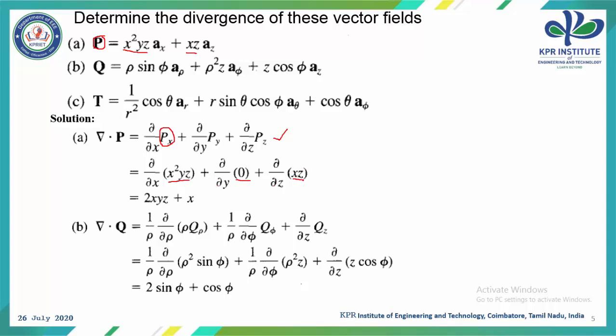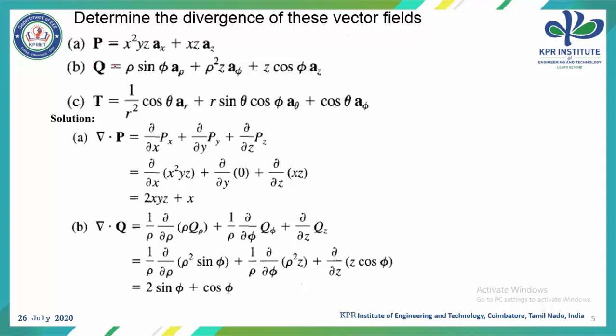Coming to z, so x is taken out, remaining is z. So differentiation with respect to z is equal to 1. Therefore del dot p equals 2xyz plus x. So this is the final result. Now we'll take the second one.